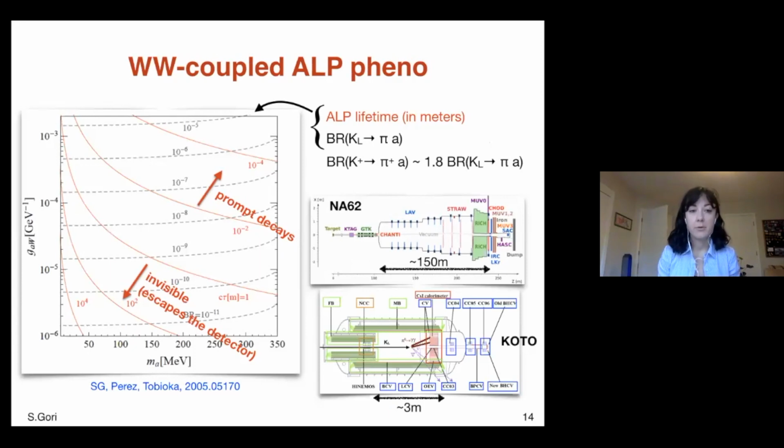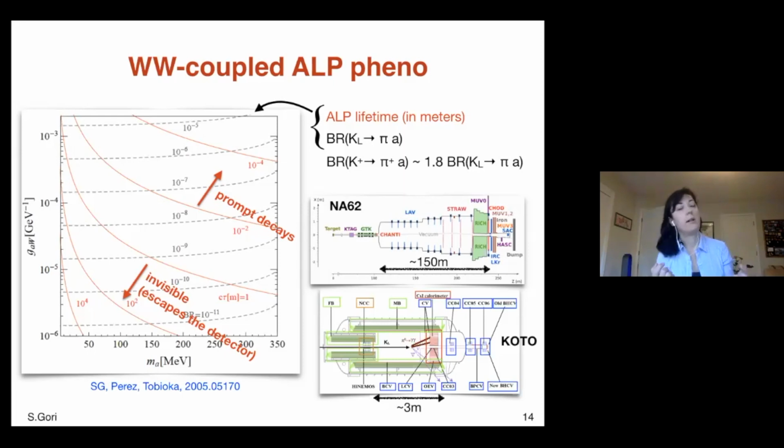Here in this plane, the dashed lines are for the branching ratio of K long to a pi 0 and an ALP. The branching ratio for the K plus is always related in this case to the branching ratio for the K long. In particular, there is a ratio of 1.8. Also in this plane, I'm showing the regions of parameter space in which the ALP decays either promptly or invisibly. Promptly, if the lifetime is very, very short. For having an invisible ALP, it depends on the experiment, of course.